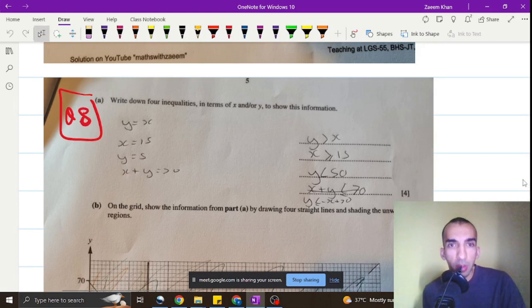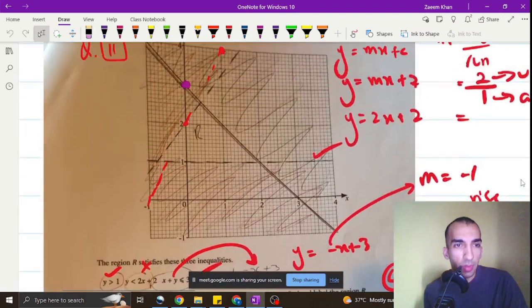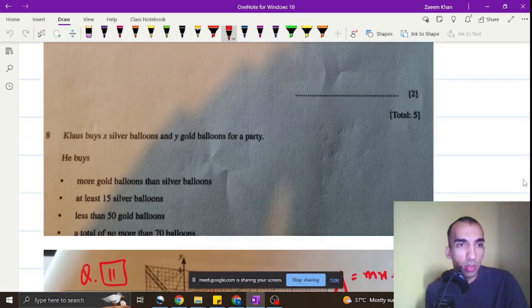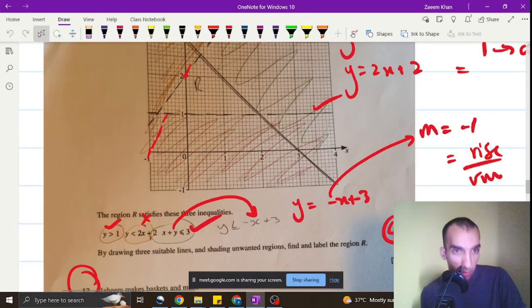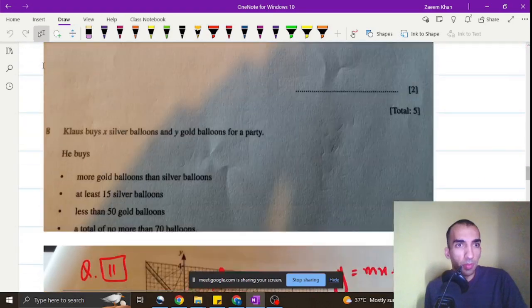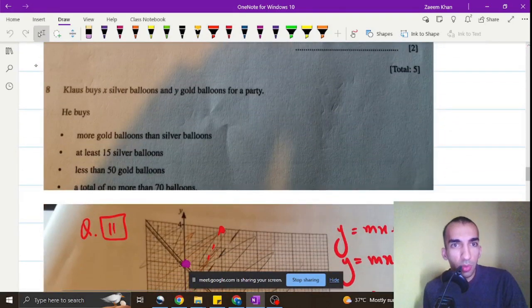Write the four inequalities in terms of x and y to show this information. Now, what information is it talking about? This one. Klaus buys x silver balloons. All right, hold on. What's happening? x silver balloons and y golden balloons for a party. He buys more golden balloons than silver balloons.